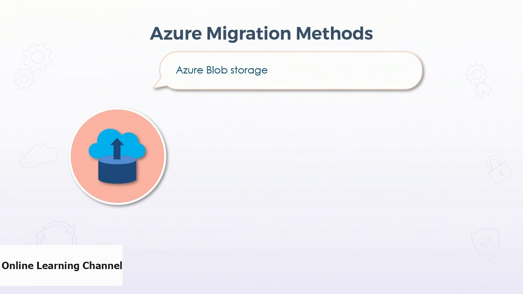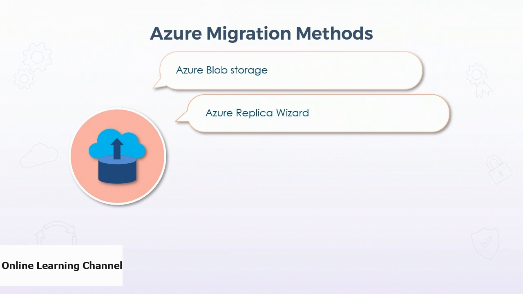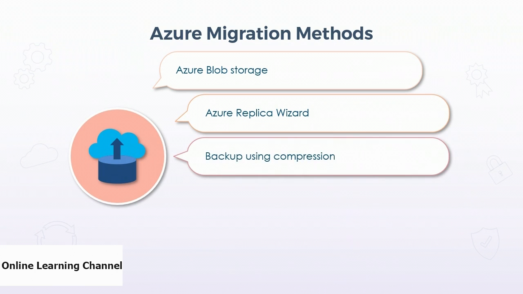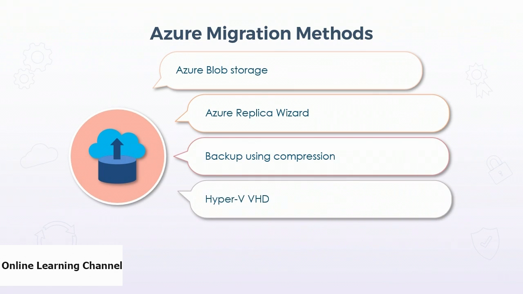Alternatively, if your on-prem instance is an always-on availability group deployment, you can use the Add Azure Replica wizard to replicate your database to Azure, then fail over to that Azure instance. You can also simply create a backup of your database on-prem, compress it, then copy it to the Azure VM and uncompress it. You also have the option of creating a new Azure VM by converting your on-prem machine to a Hyper-V virtual hard drive, and then uploading it to Azure Blob Storage. Azure has an option to create a new virtual machine out of a general Hyper-V virtual hard drive.